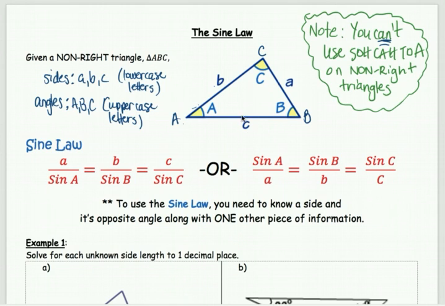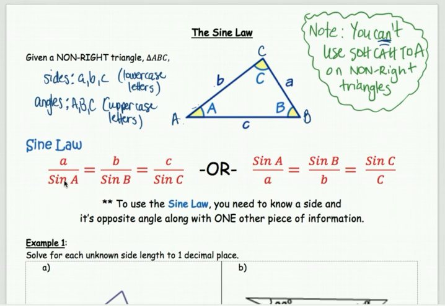That's going to be important when it comes to labeling the triangle today. You need to be able to label the corners with capital letters and the sides with lowercase letters, but then the letters have to match. Capital A has to look across at little a, capital B at little b, and capital C at little c.